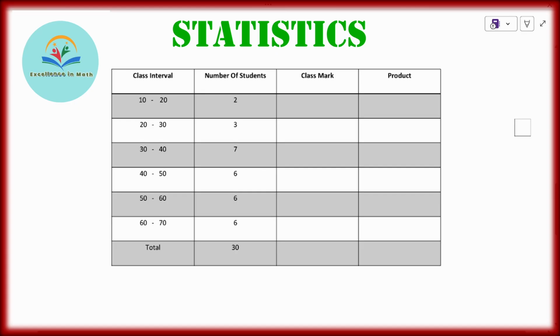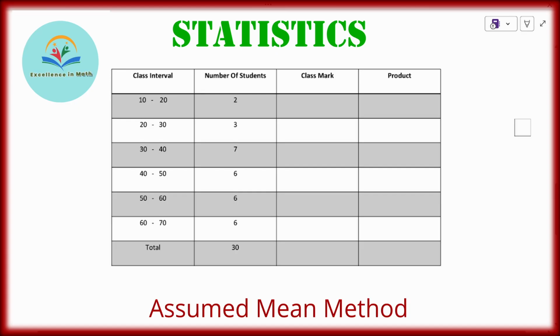Just now we got an idea of how to calculate the mean with the help of the standard mean method. Now, in case of little complex numbers of either class marks or frequencies, we can find the mean with simpler calculations with the help of the assumed mean method. We can also call it a shortcut method. The formula for this assumed mean method is x bar is equal to a plus summation fi di by summation fi.